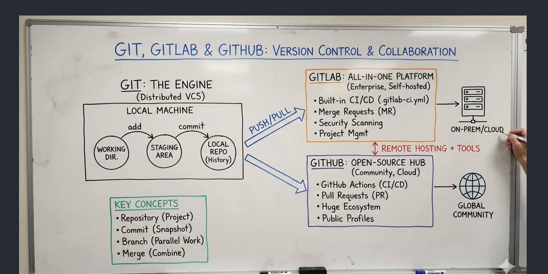And coming to the overall diagram represented here, you can see GitLab and GitHub. You can see the local machine where you can add, commit to the staging area, then the local repository. Then the key concepts here: repository, commit, branching and merging. GitLab is an all-in-one platform, and GitHub is an open source hub, a community cloud. You can see the global community where you can use it. It's on premises or cloud based, so it depends on the project they are using.